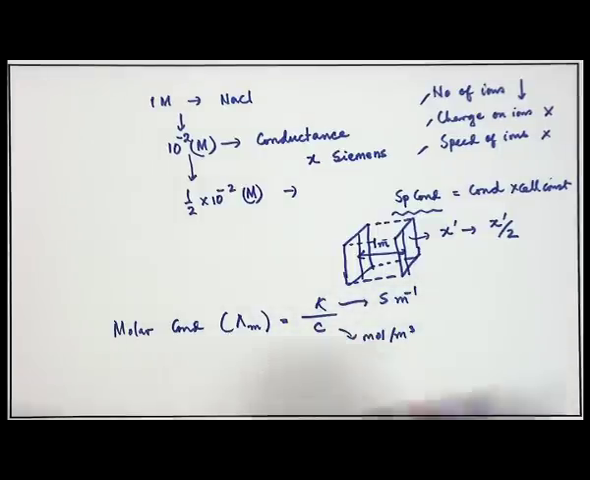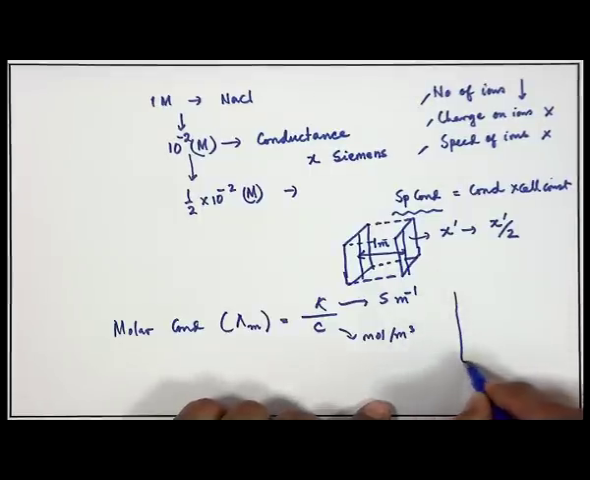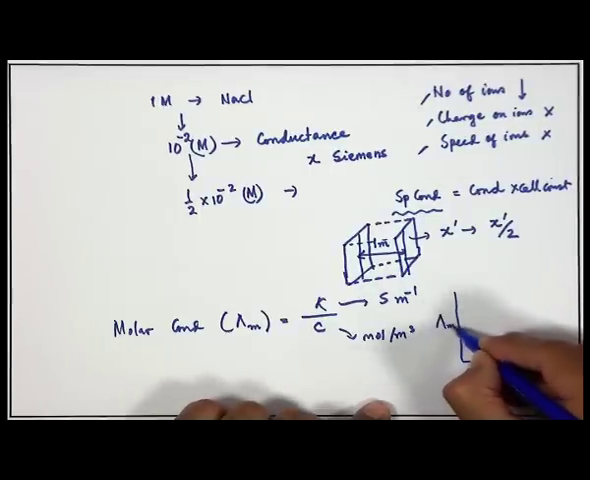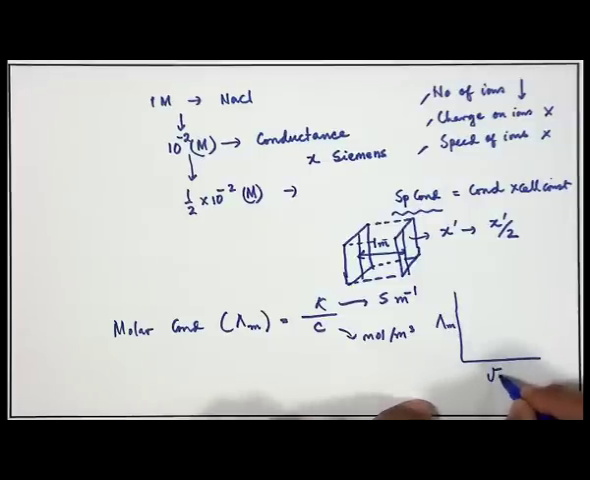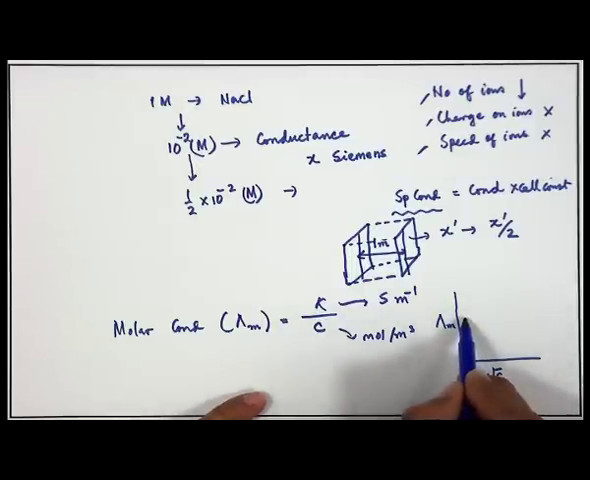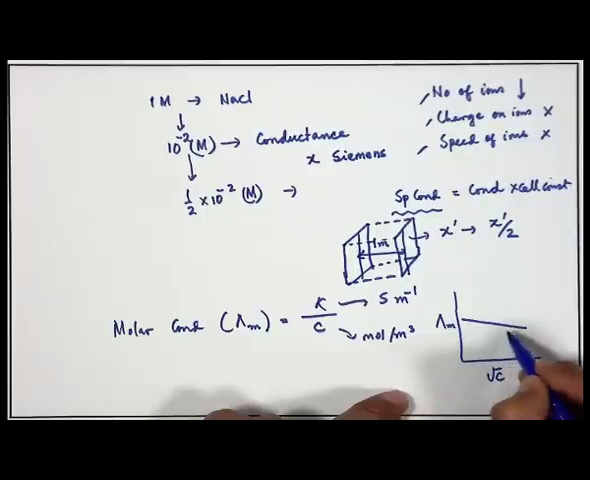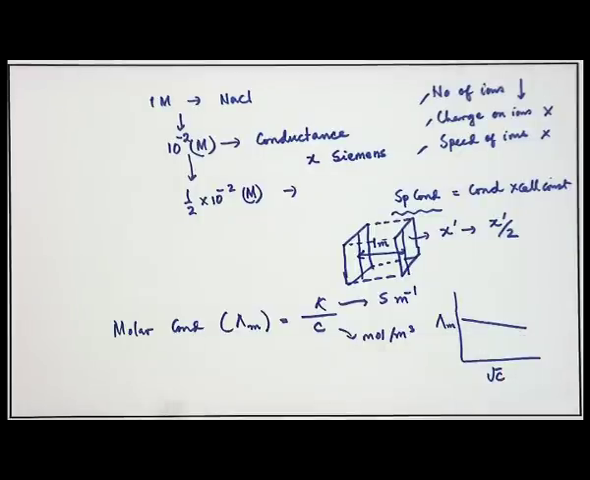Now, if you plot molar conductance, that is lambda m, with square root of concentration, it has been found that for a strong electrolyte, the curve follows like this. That is, if you dilute it in this direction, then molar conductivity increases. So, why is this so? Why should molar conductivity increase when you dilute the solution?